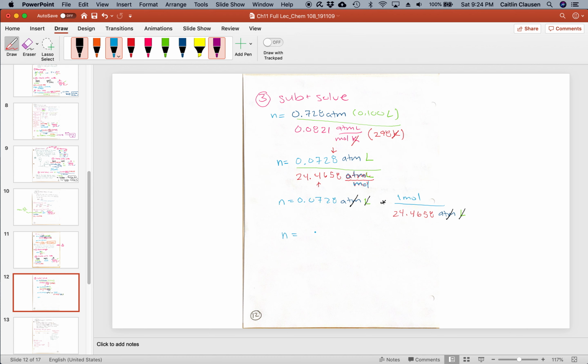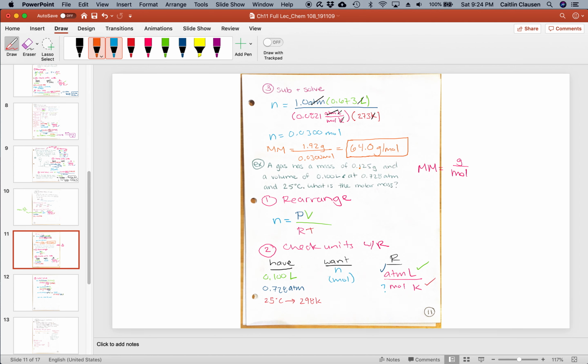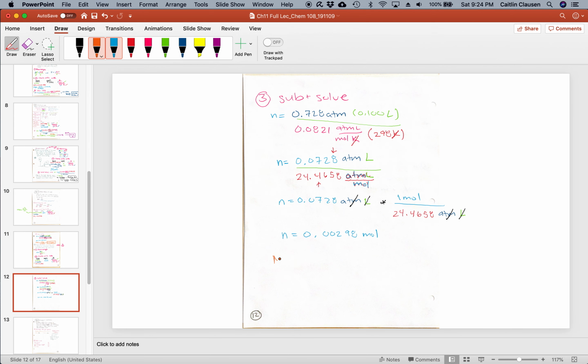If you do this math rounding to 3 significant figures, you should get this number. And then again, we're trying to find molar mass. We're given 0.125 grams divided by the moles that we just calculated, and that will give us grams per mole, which are the correct units of molar mass. And again, 3 significant figures here. And you've solved this problem.